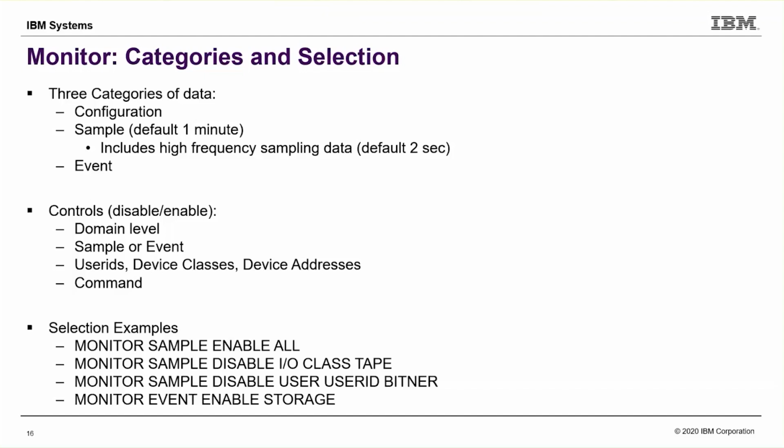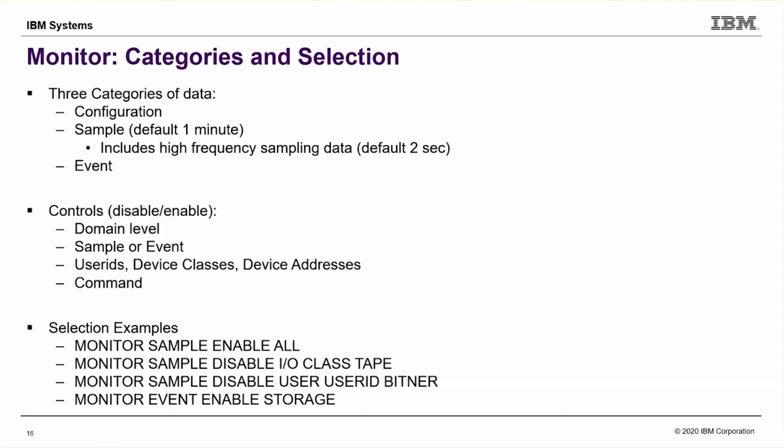I know Bittner is a very good guy. He's not going to do anything bad, so I'm not going to collect data, right? So I disable the sample data for the user ID Bittner there. Or maybe I'm not worried about tape performance. I don't use the tapes that often. I can disable that, things of that nature.